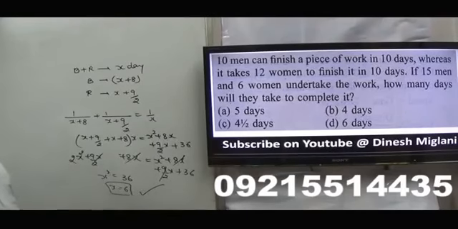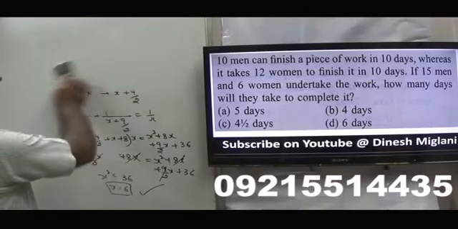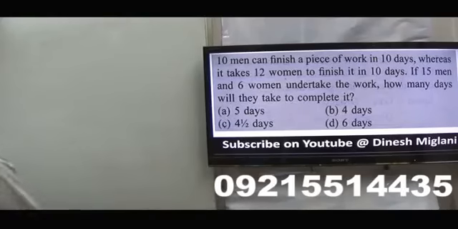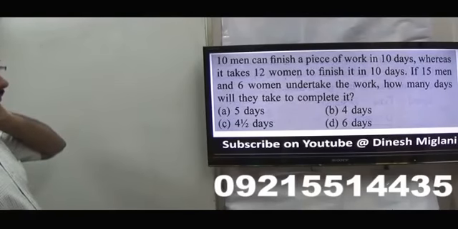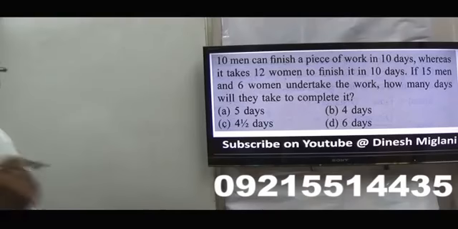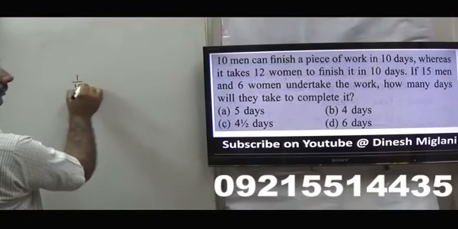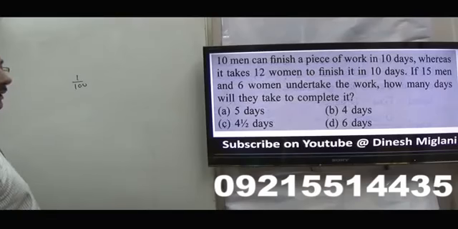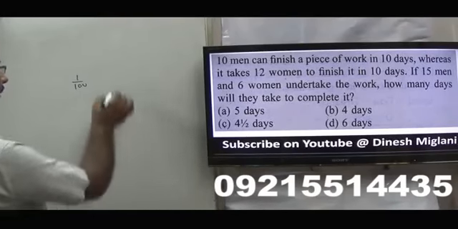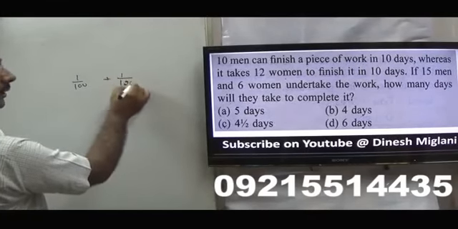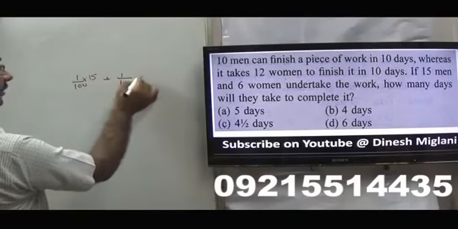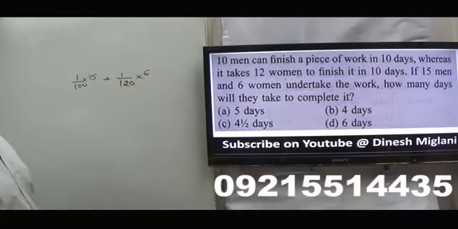Let us take the next problem here. 10 men can finish a piece of work in 10 days, whereas 12 women can take 10 days to complete the work. If 15 men and 6 women work together, how much time will they take to complete the work? We have done this type of variety earlier. 10 men can do a work in 10 days, means 1 man can do the work in 100 days, 1 man's 1 day work is 1 by 100. 12 women can finish the work in 10 days, 1 woman can finish the work in 120 days, 1 woman's 1 day work is 1 by 120. 15 men are there and 6 women are there. That is their 1 day's work.